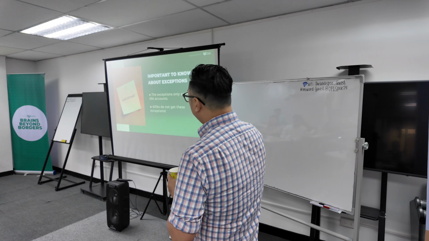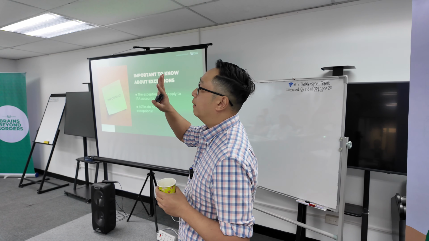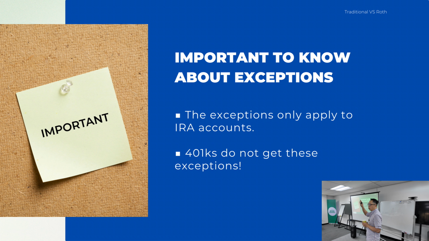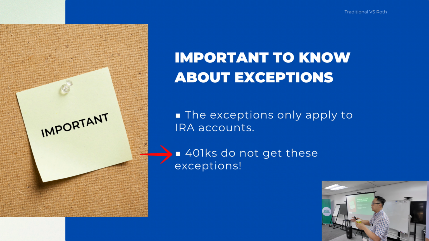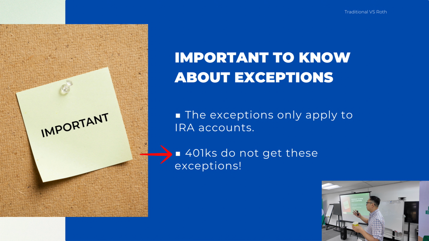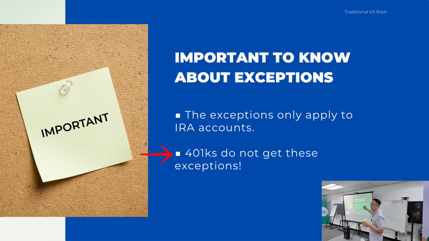Okay, so with those exceptions I talked about, especially buying your first home, this only applies to IRAs. There are 401ks, and other things called 403b accounts. Those don't get the exceptions. So it only applies if you have an IRA account.